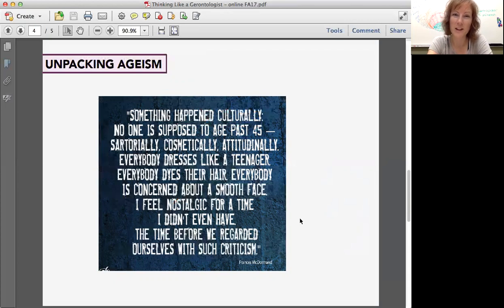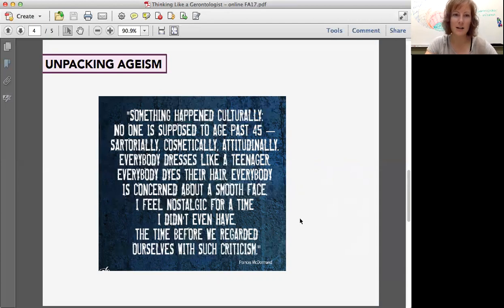All right, the third major concept that you will be utilizing across the semester is to unpack ageism. So this is a quote from Frances McDormand about the idea that past 45 we become almost a joke in society, and she's lamenting for a time when we didn't have this around, where we could just age and it wasn't an issue. And I don't know when that was, because ageism has been around for a very long time.